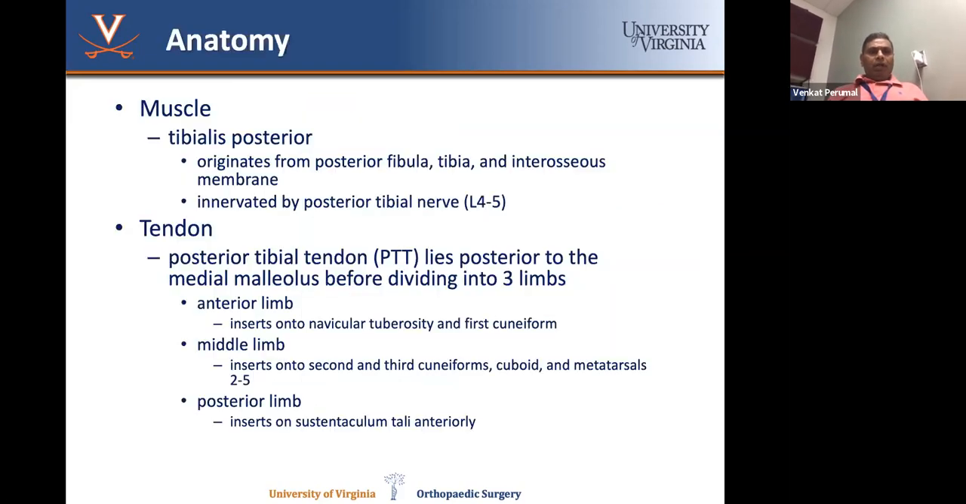Talking about the muscle itself, the tibialis posterior muscle, like I talked about, originates from the posterior fibula, tibia, as well as the interosseous membrane. It is innervated by the tibial nerve. The tendon goes posterior to the medial malleolus, comes down towards the navicular tuberosity, and has an anterior limb, middle limb, and posterior limb. The anterior limb is mostly the strongest one we usually talk about. It's attached to the navicular tuberosity. The middle limb, as well as the posterior limb, goes on the plantar aspect and supports the arch as well.